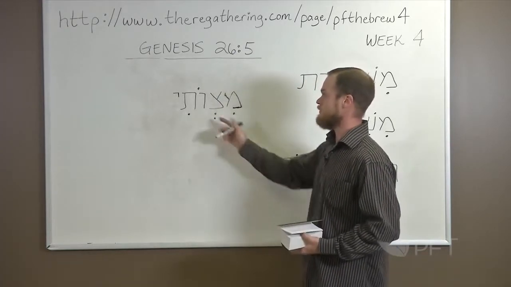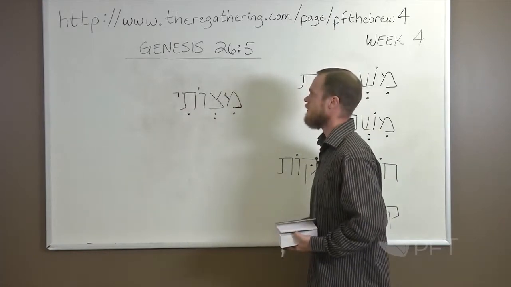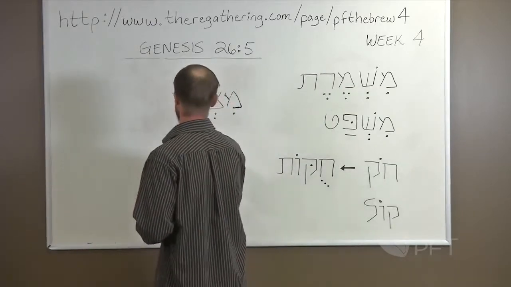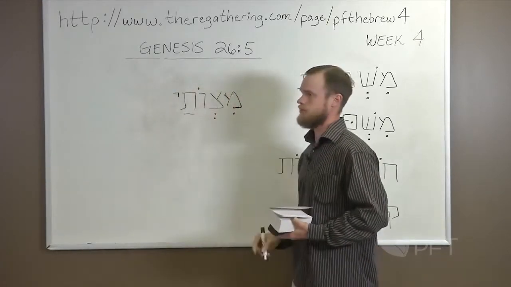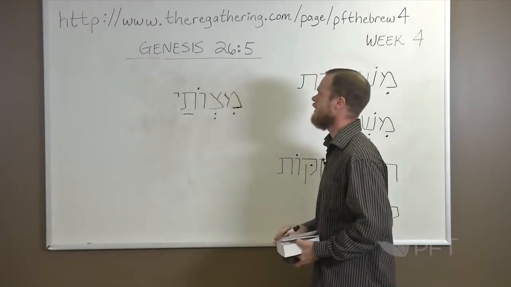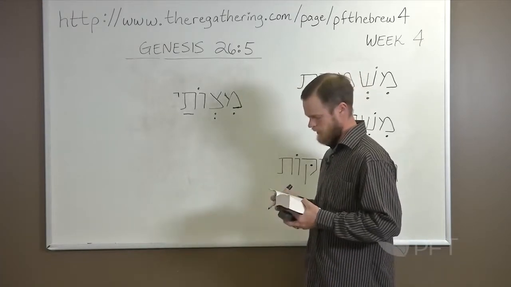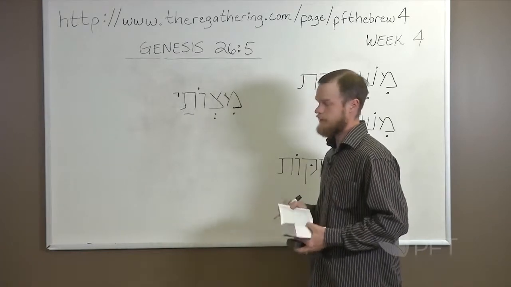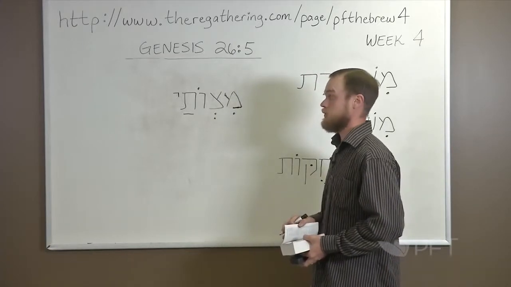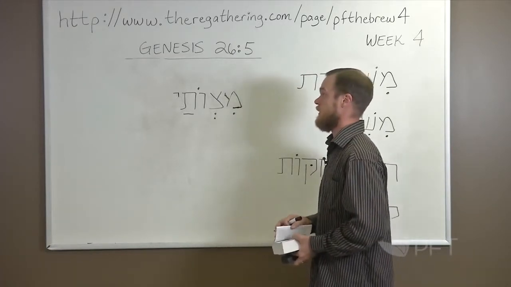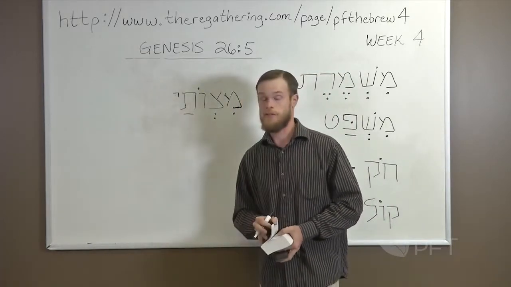All right, mitzvotai, my commandments. We've got the I ending. Actually, mitzvotai, I'm sorry, not mitzvoti. It has to be I because this is a plural noun. All right. So, ekev asher shamar Avraham mishmarti mitzvotai. Okay, so my charge, singular, my commandments, plural. Chukotai, my statutes, plural.